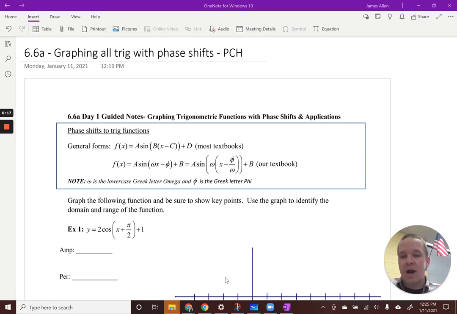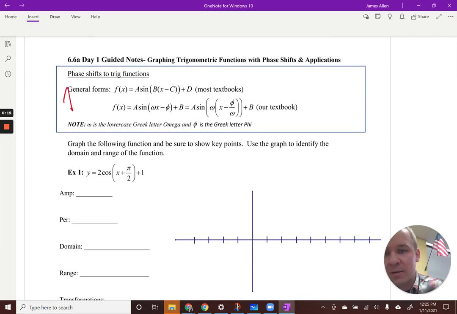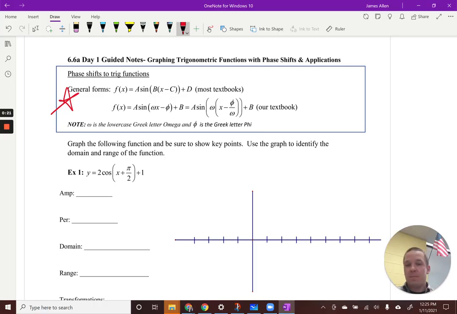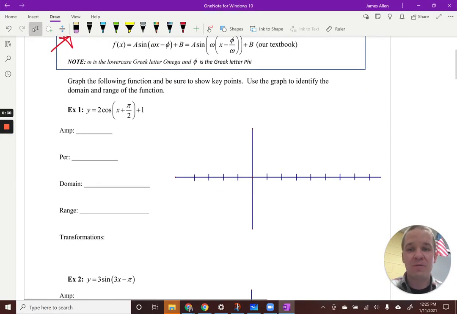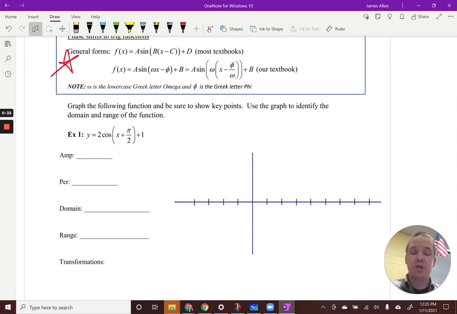Let's go. All righty. So we got our general forms once again. Most textbooks use that top one, our textbook uses the bottom one there, and we're going to roll with it. So first one: graph the following function. Be sure to show the key points, usually using 5 points in our sine and cosine functions here. Use the graph to identify the domain and range of the function. Really it's what we've been doing, but now we're just going to be shifting left and right.